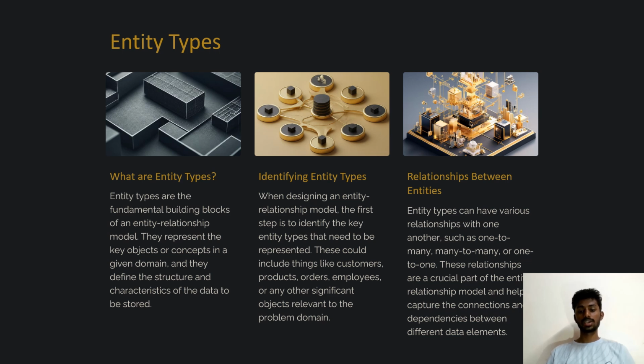Relationships between entities. Entity types can have various relationships with one another, such as one to many, many to many, or many to one. So these relationships are a crucial part of the entity relationship model and help to capture the connections and dependencies between different data elements.